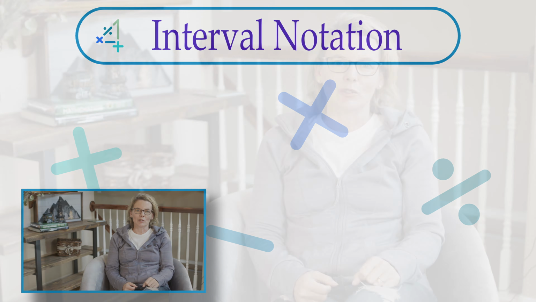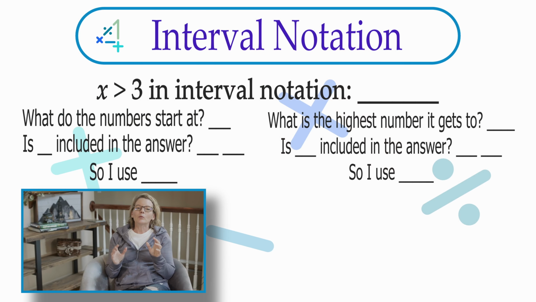I think the best way to do these is to methodically go through examples and answer questions on what the end numbers are and whether they are included, and then translate them into interval notation. Later, you can go through these steps in your head, but for now, it will help make sense of these weird-looking symbols. We will turn x is greater than 3 into interval notation.